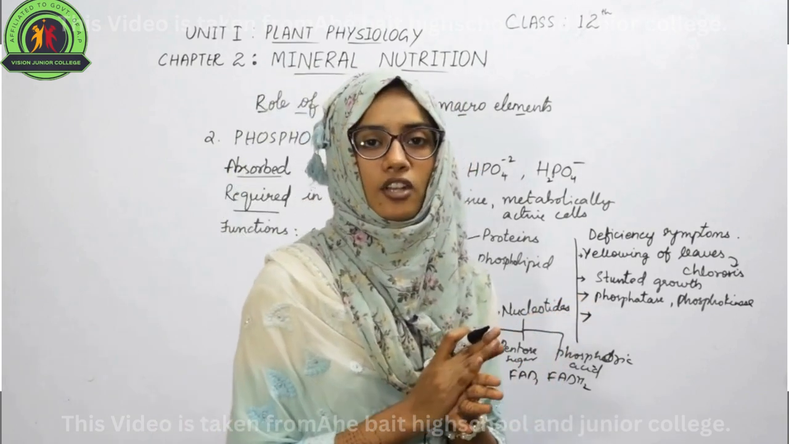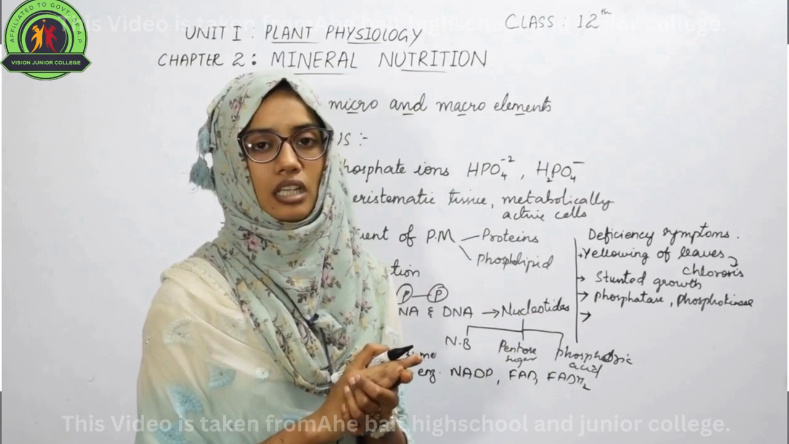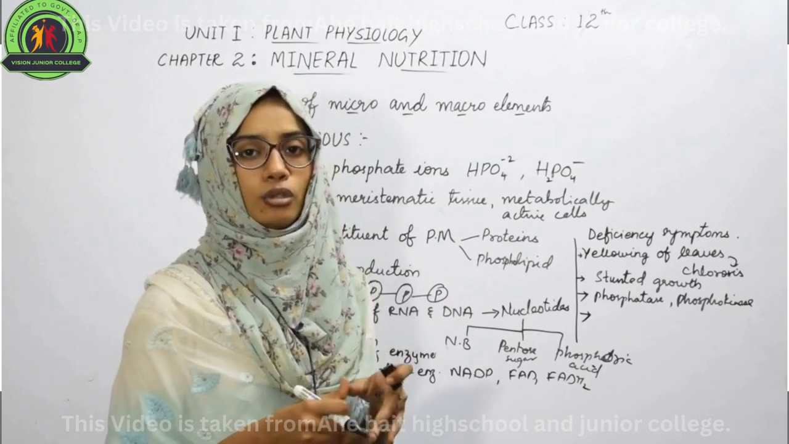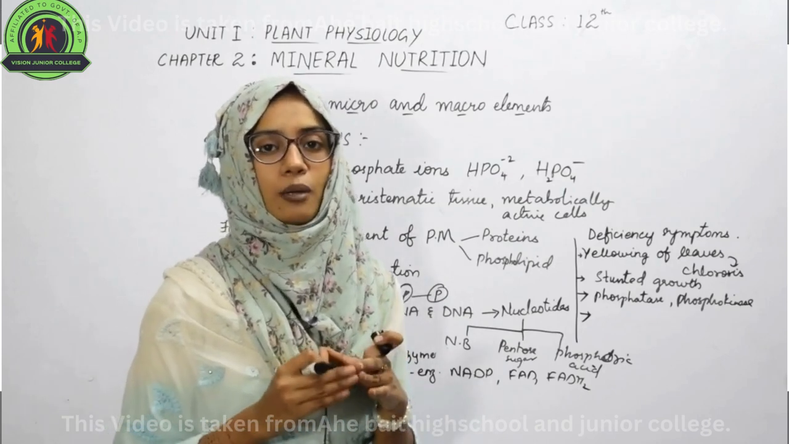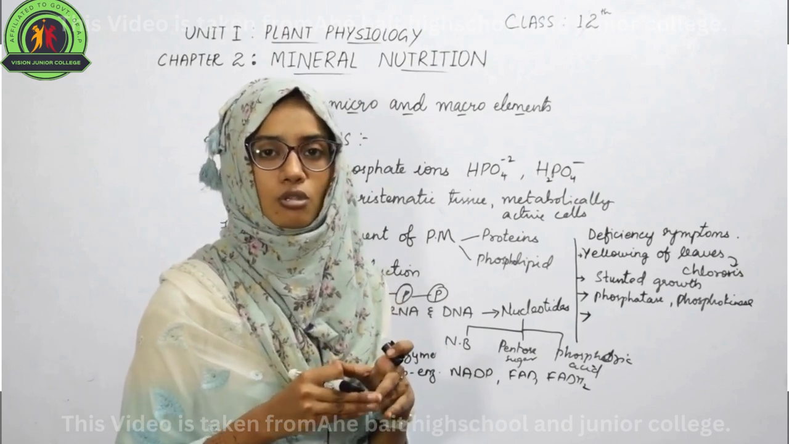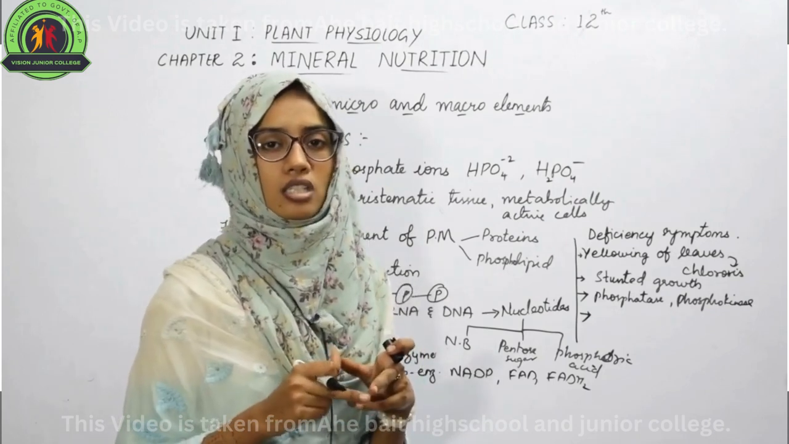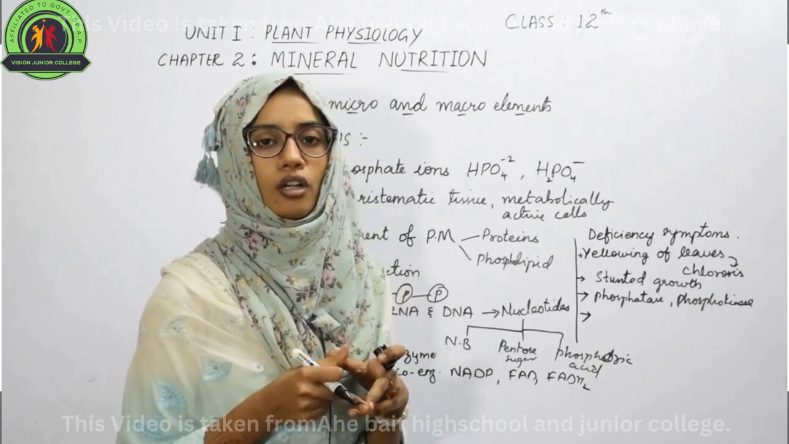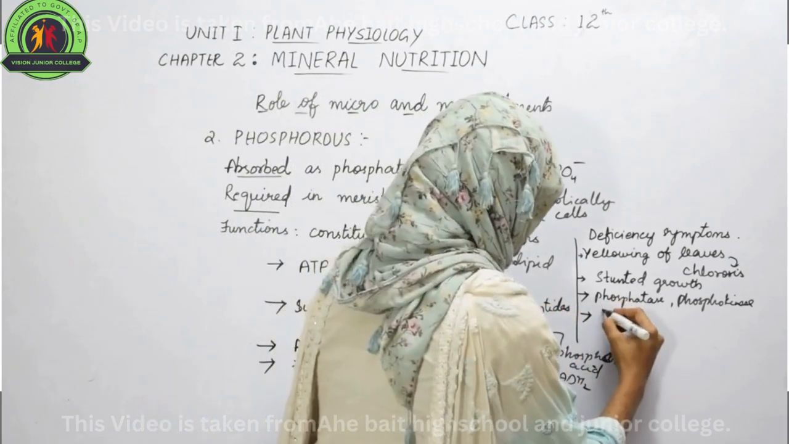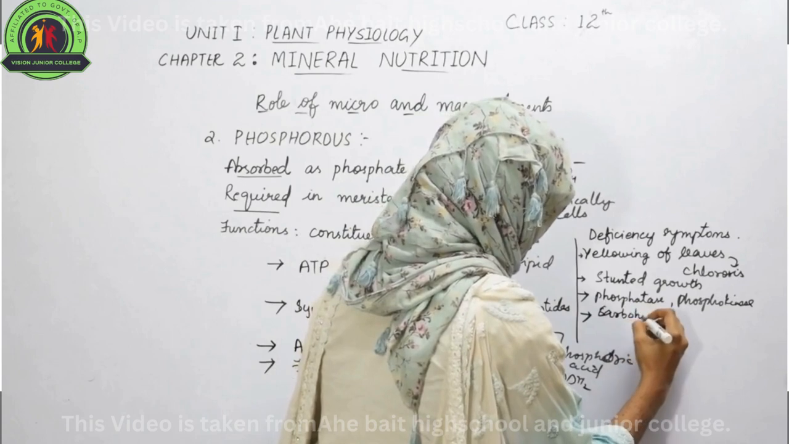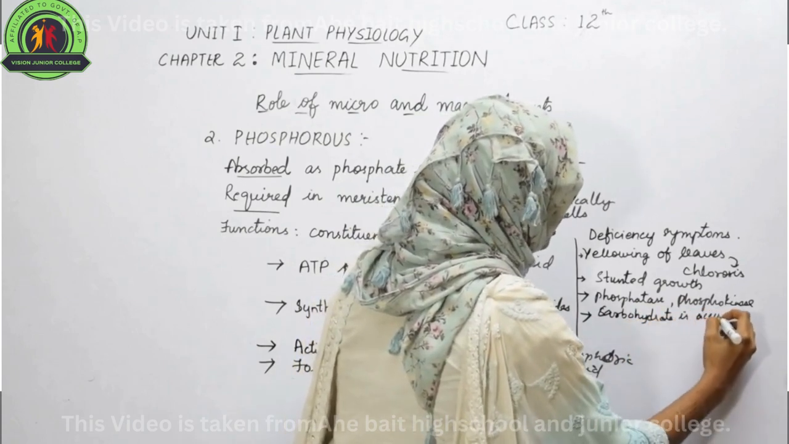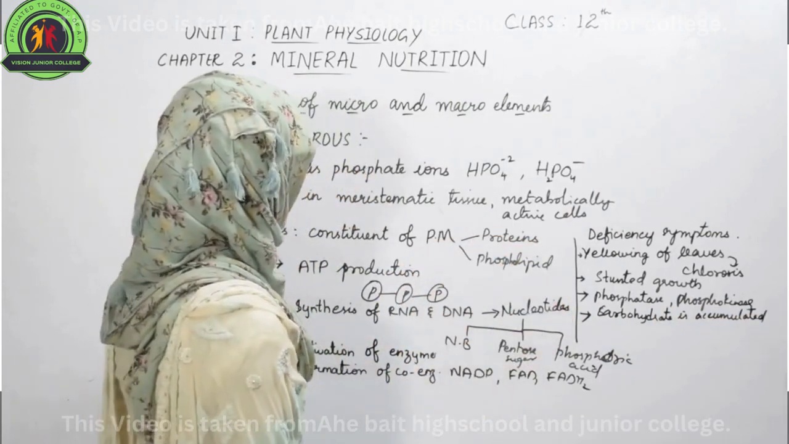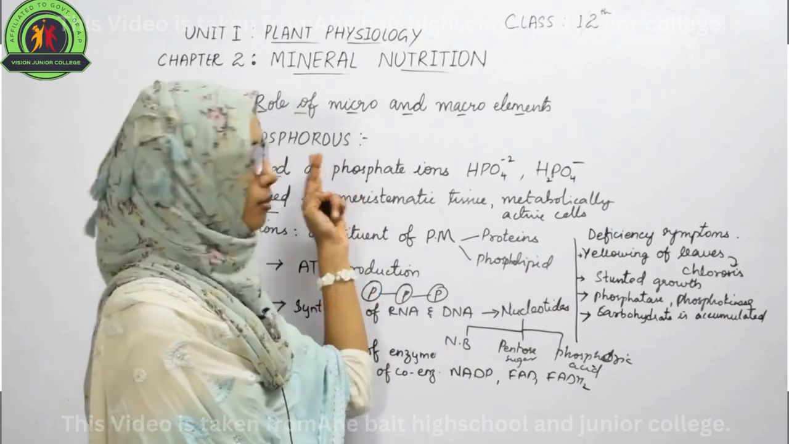The deficiency symptom of phosphorus can also be seen in soybean seeds. Usually protein is accumulated in soybean seeds, but due to the deficiency of phosphorus, carbohydrate accumulation takes place in the soybean instead of proteins. This is unusual, because soybean usually shows accumulation of proteins and is very well known for proteins. So this is also a deficiency symptom, where carbohydrate is accumulated in the soybean seeds. So these are certain deficiency symptoms due to the absence of the element phosphorus. Thank you.